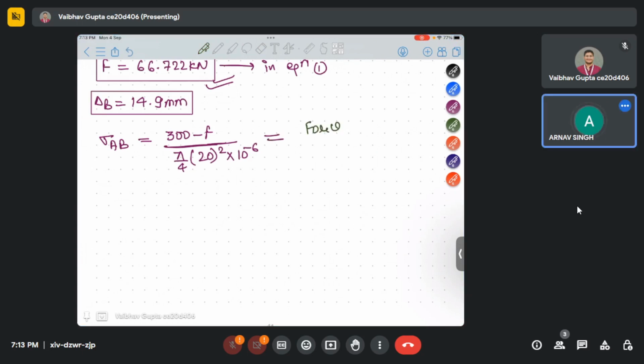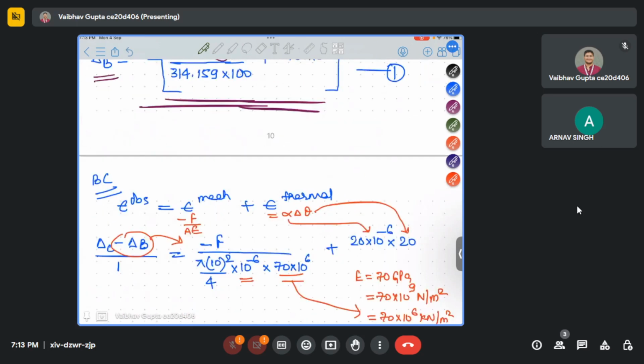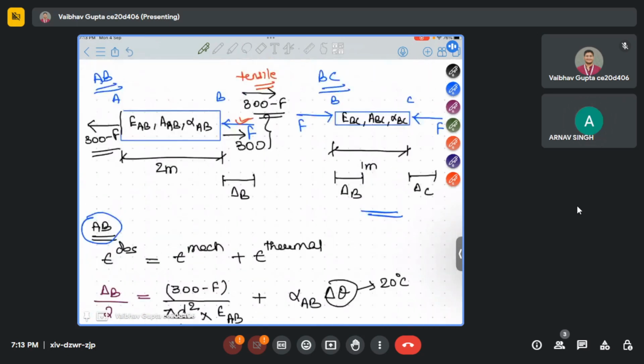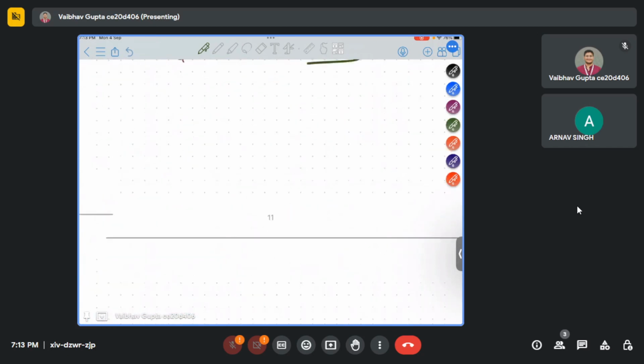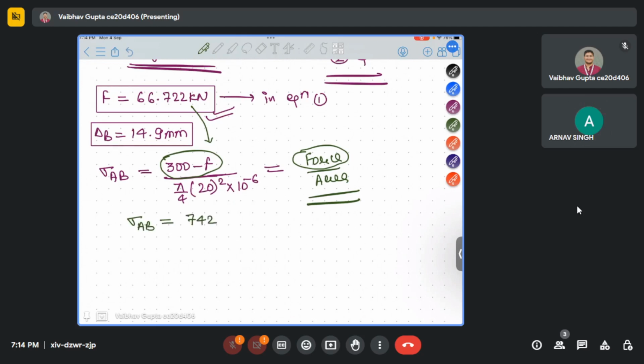Yes, this is stress. You can see the force in the free body diagram. For AB, the force we applied is 300 minus F. Now you have got the value of F, just put the value here. The area you know. So sigma AB you will find as 742 MPa.